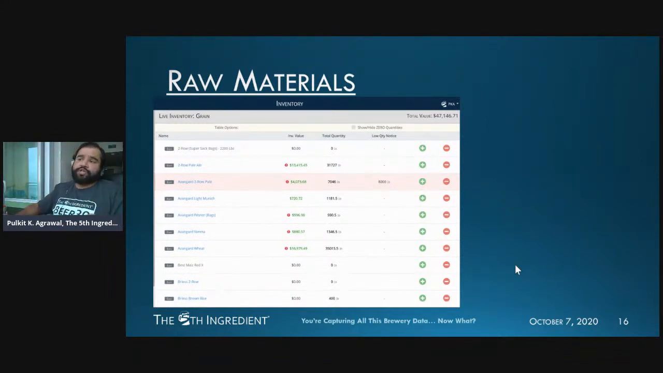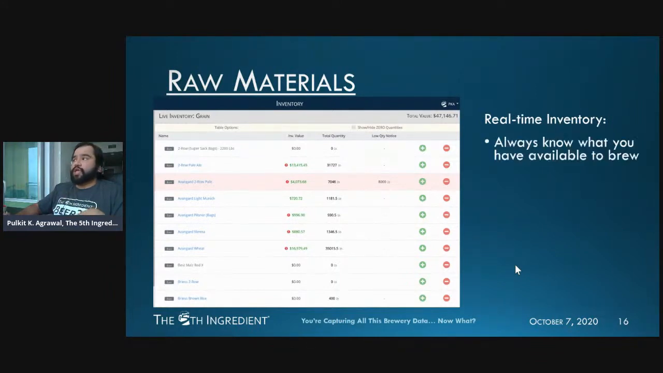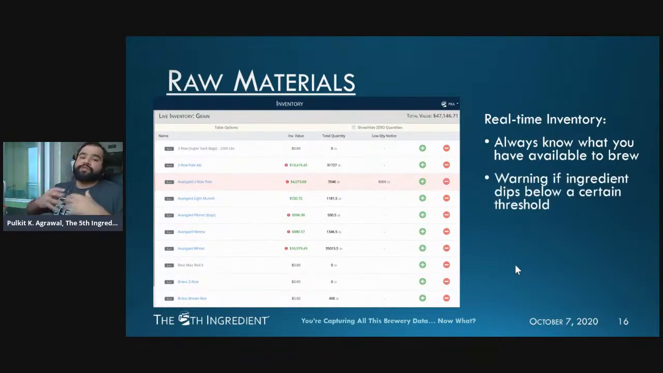Now, this is again a screenshot from Beer 30, and the key things that I want to emphasize in general with raw material inventory is understanding what the real-time availability is. And this really dives in with understanding what's available to brew, and more importantly, getting warnings if ingredients dip below certain thresholds, right?